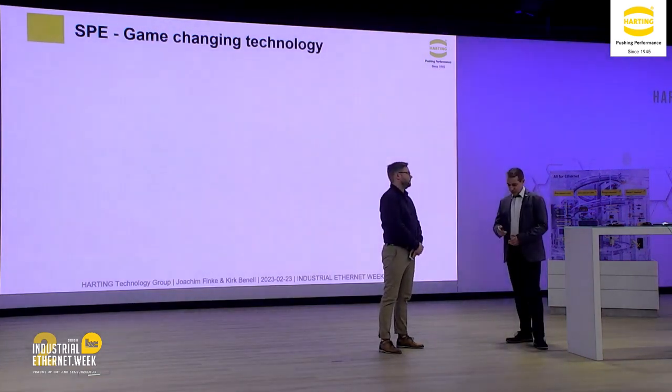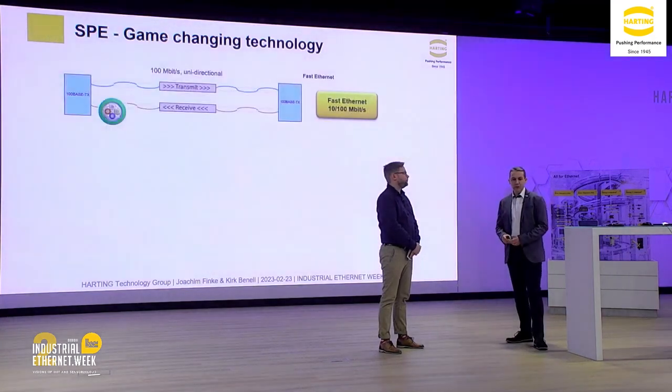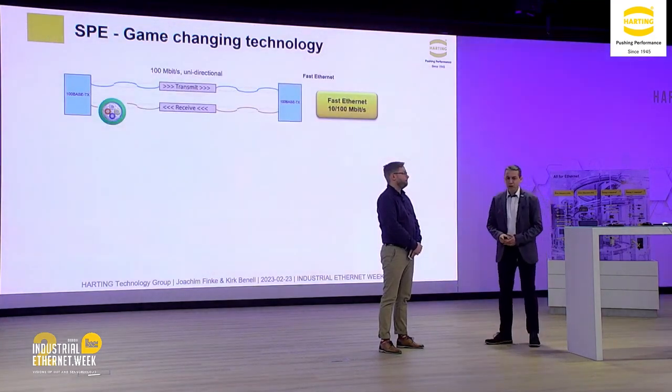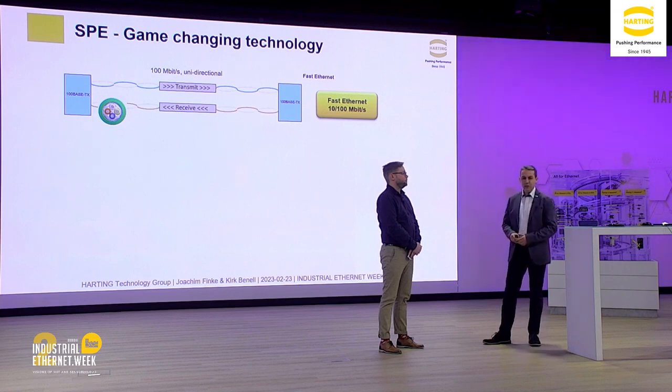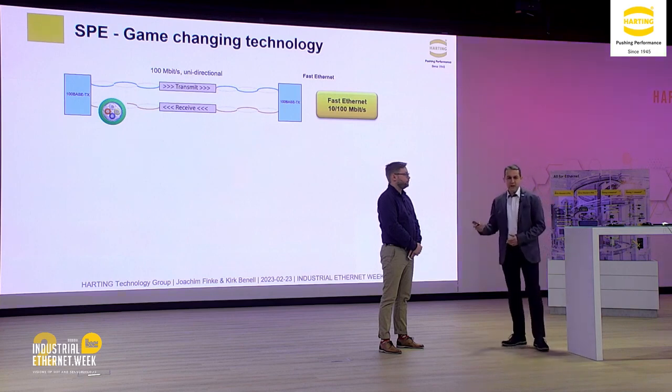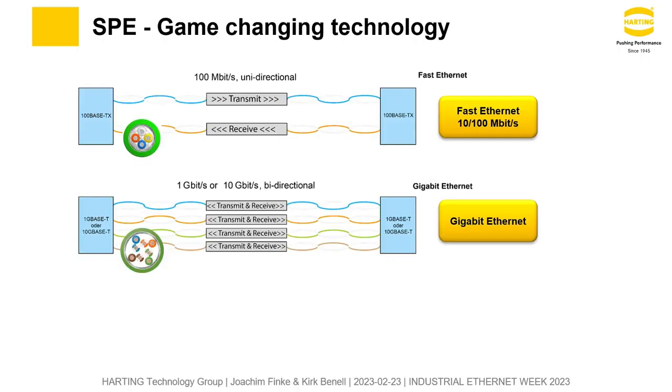So when we start with single-pair Ethernet, we have to think about how Ethernet connectivity is today. Standard Ethernet is working: we have Fast Ethernet up to 100 megabit, and this works with 2 pairs, one for sending the data and one for receiving the data. Later on, some years ago, we joined the solution with gigabit Ethernet, and here we changed the communication completely. We now use 4 pairs, and each pair is used in parallel for sending and transmitting data, so bidirectional communication.